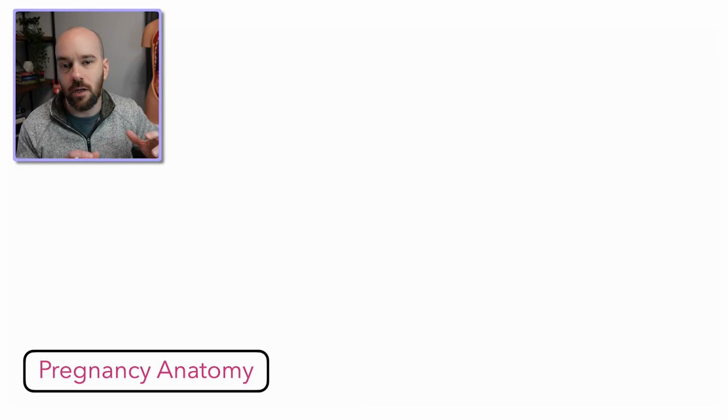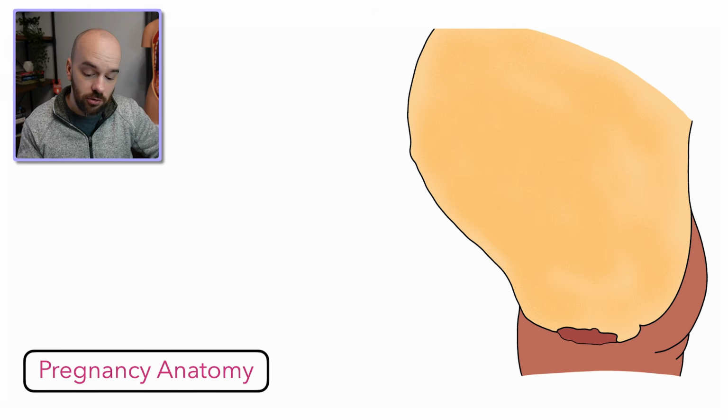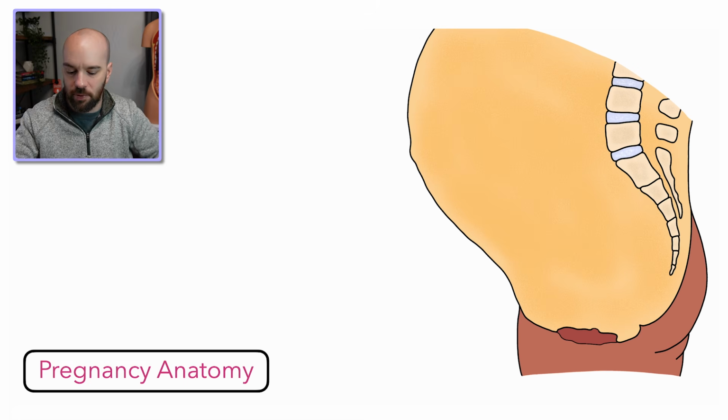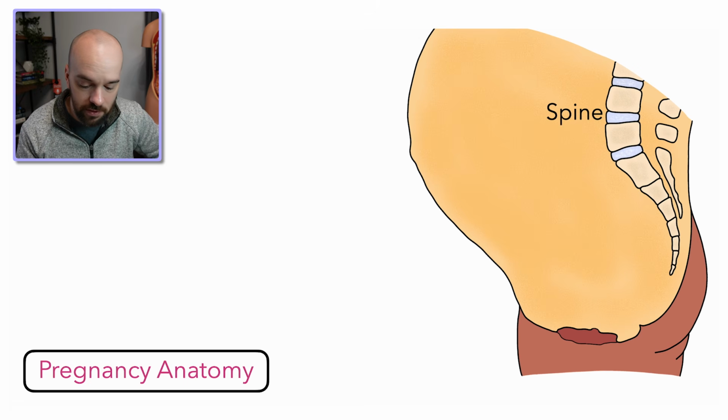So let's start with the anatomy of pregnancy. First of all, we have a mid-sagittal cross-section of the mother. You see the belly is very big there. We're at the end of the pregnancy, ready to give birth. First, let's draw in some structures that aren't part of the reproductive system, but will help us orient where things are. First, we've got the spine right there.